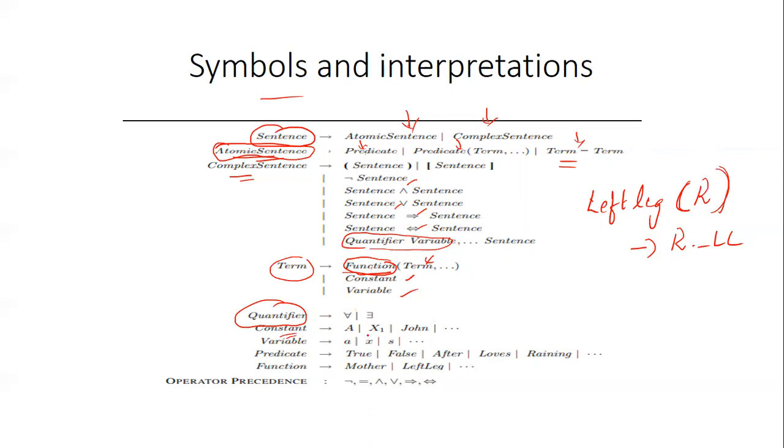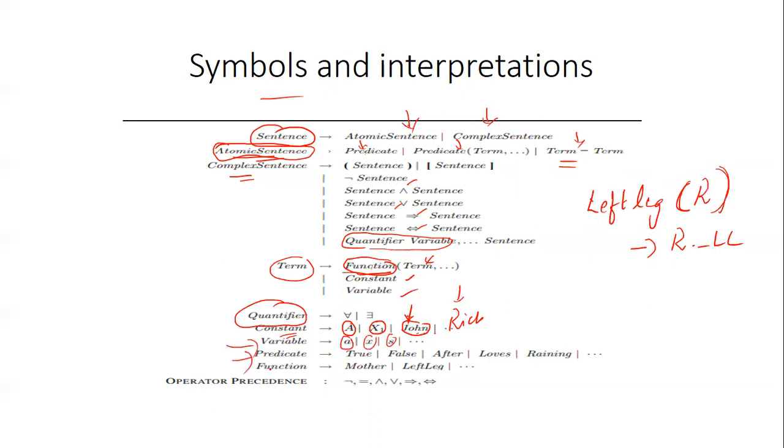The constants can be any object's name, A, X, John. All these things are constants. If the constant contains one letter, then we represent it using a capital letter. If the constant contains multiple letters, then the first letter is capitalized. So if John is a constant, J is capitalized. Richard is a constant, R is capitalized.